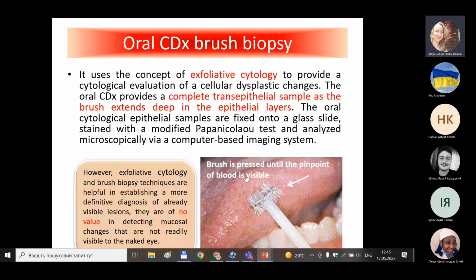Oral CDx brush biopsy. It uses the concept of exfoliative cytology to provide a cytological evaluation of cellular dysplastic changes. The oral CDx provides a complete transepithelial sample as the brush extends deep into the epithelial layers. The oral cytological epithelial samples are fixed onto a glass slide, stained with a modified Papanicolaou test and analyzed microscopically via a computer-based imaging system. So this photo shows that the brush should be pressed until the pinpoint of blood is visible, and only after that is it considered to be done correctly.